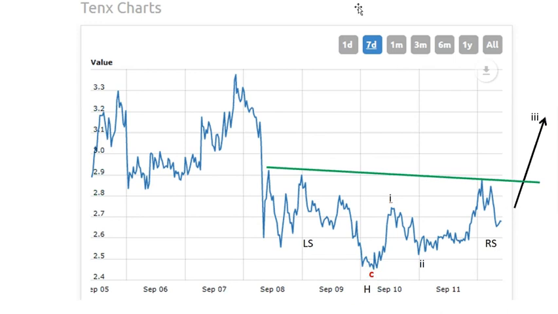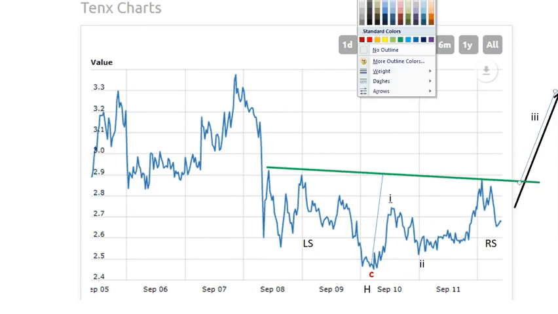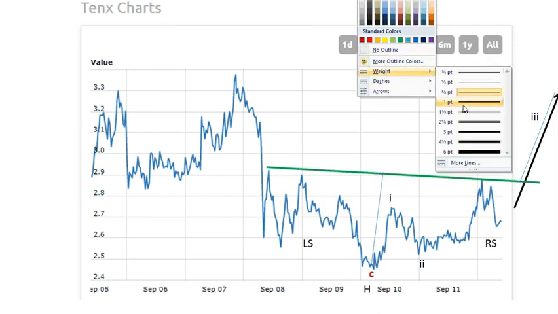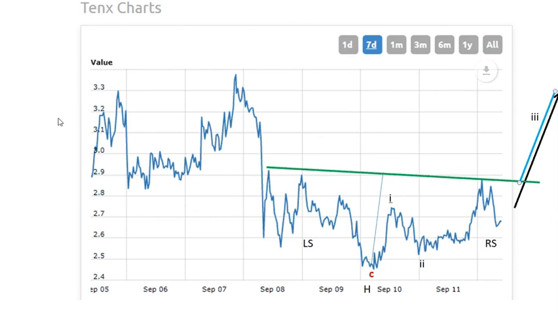Okay. Minimum target will be, take that same line of length, assuming that it'll hit here. That will be the equivalent of the minimum target. So I'm using PowerPoint here because TENX is not listed on Bitfinex, and no other exchange that I have allows the labeling.